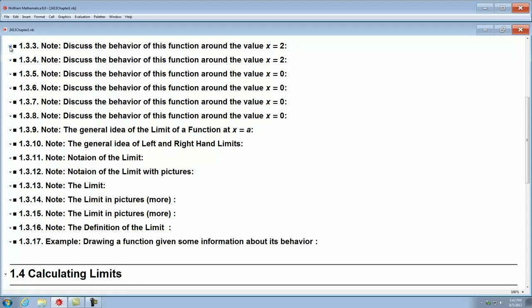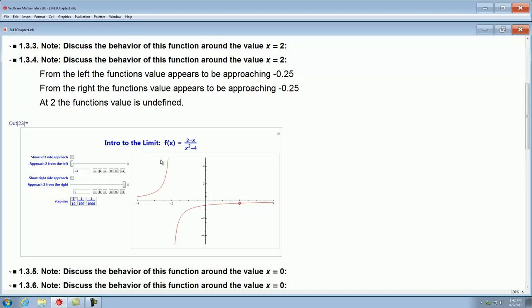All right, next one. Discuss this function's behavior around 2. So here's our x values. Can't really see it here. This is -2. That means this is +2. As I approach from the left side, first of all, I'm way out here. So I'm on the function, and I'm going to go whoa and start going up to infinity or something. Something crazy happens.